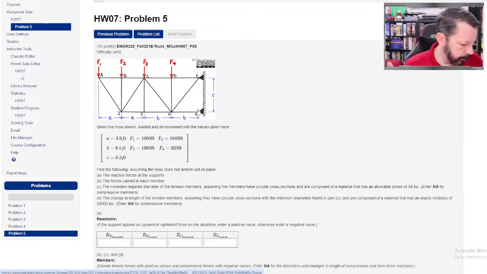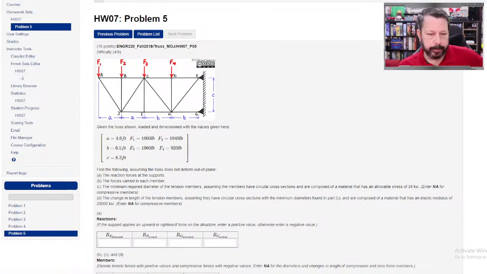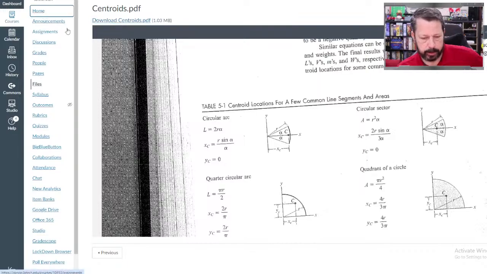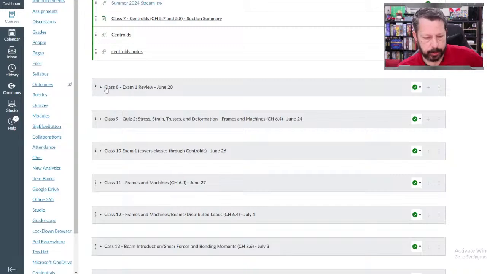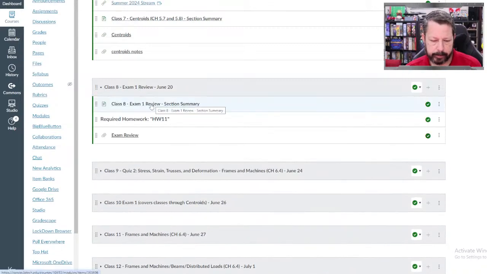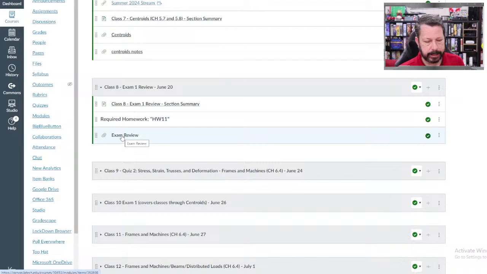What's the exam going to be like next week? Let's talk about that for a second. Let's see what I've got in here. The next class is the exam review, so questions from homeworks to solve, going back over some of the stuff, doing some more centroid problems maybe, or truss problems.